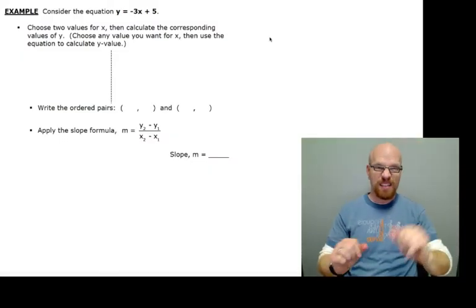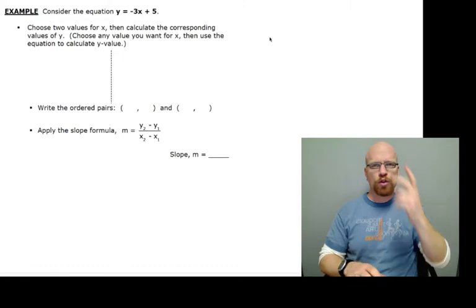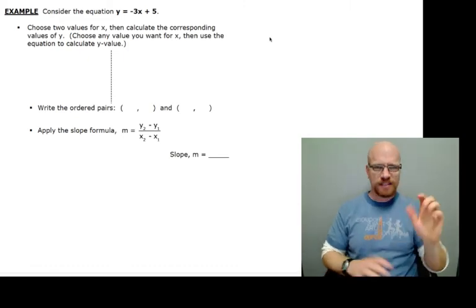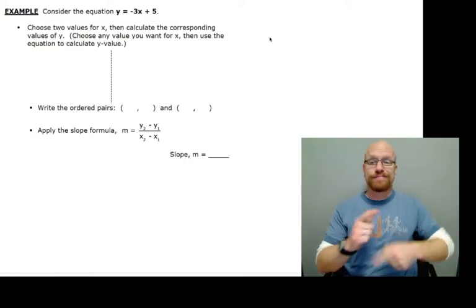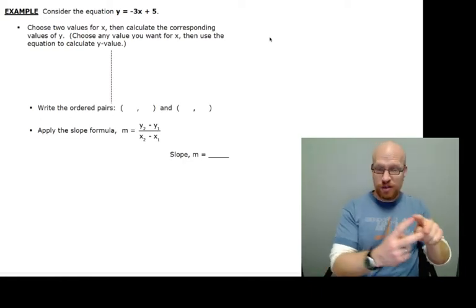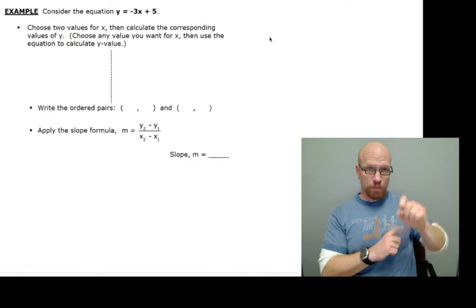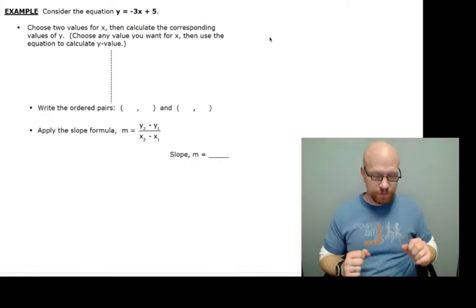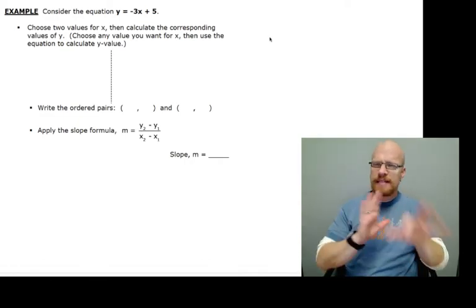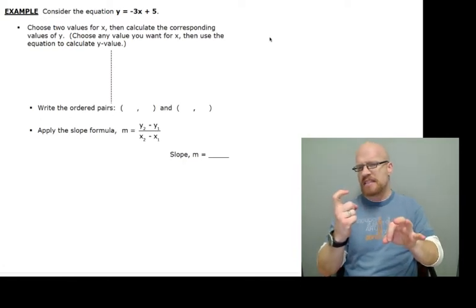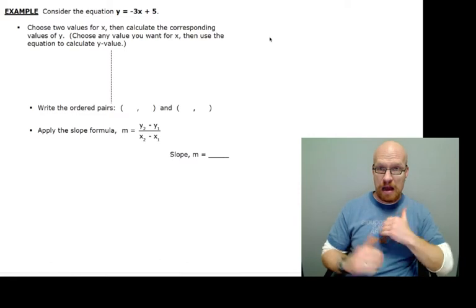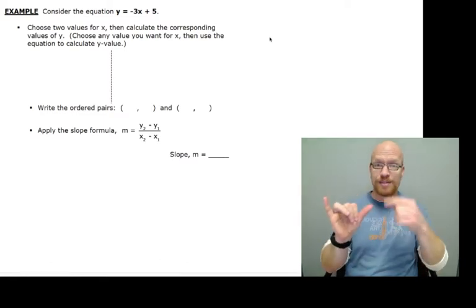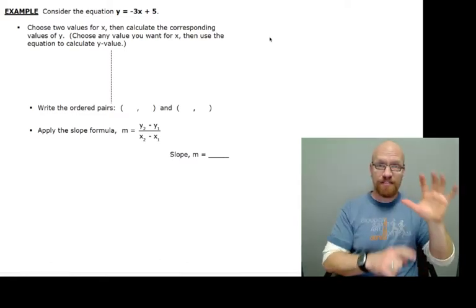Hello. In this vlog, we're going to look at finding 2 points using an equation we have, and then writing the pairs, calculating the slope from those 2 pairs. First, let's pick an x value, 2 of them. Our equation is y equals negative 3x plus 5.